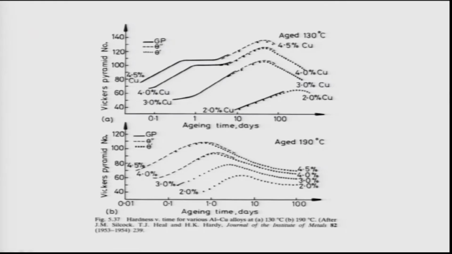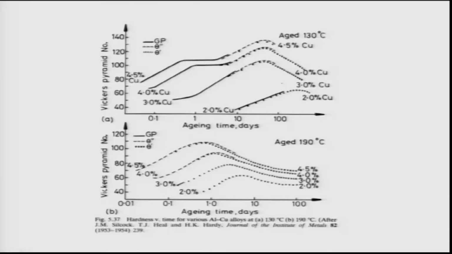As you see here, if you look at the 2.8% copper alloy, which is a very lean aluminum copper alloy, the aging treatment at a lower temperature, 130 degrees Celsius, takes a lot of time to start the precipitation. Basically it takes about 10 days to start the precipitation. That is the time in which GP zones form. Then slowly hardness increases, and it takes about 200 days to get an optimum hardness.